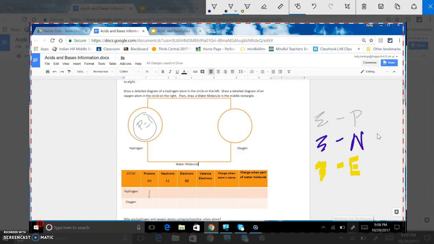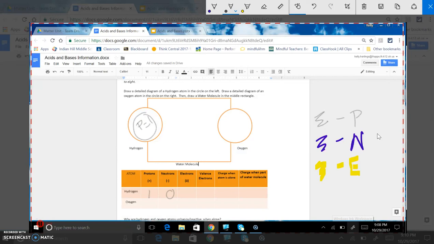Now, how do I figure out neutrons? I take the atomic mass, which is like 1.0 something something, and I round it to the nearest whole number, which is 1. And then I subtract the atomic number. So that actually is going to give me 0 neutrons. So I'm not even going to write in anything for neutrons. I'm going to leave it alone.